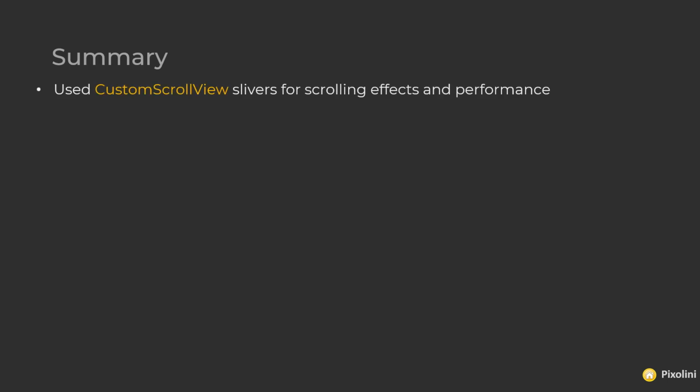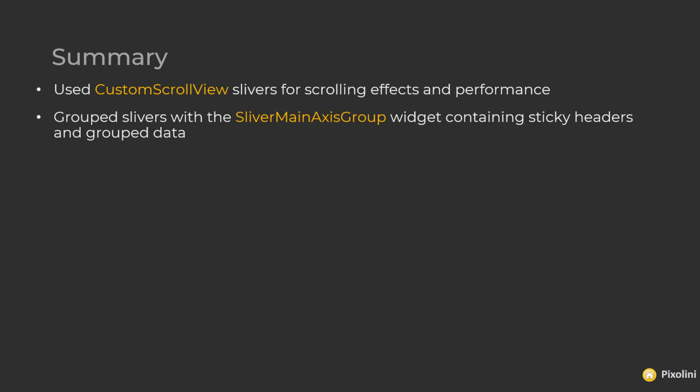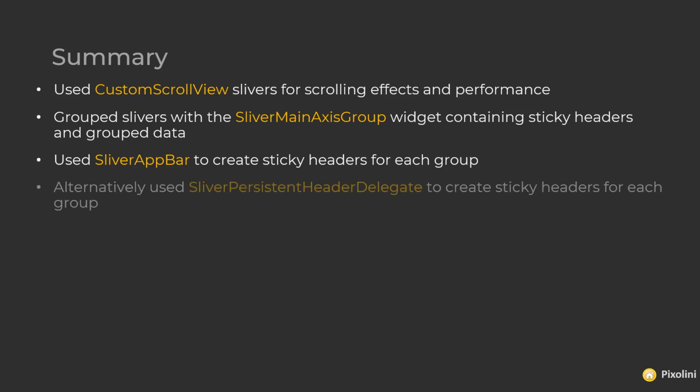Congratulations on creating the sticky grouped headers application. Now let's go over what you have accomplished. You used CustomScrollView slivers for scrolling effects and performance. You grouped slivers with the SliverMainAxisGroup widget containing sticky headers and group data. You used SliverAppBar to create sticky headers for each group. Alternately, you used SliverPersistentHeaderDelegate to create sticky headers for each group.